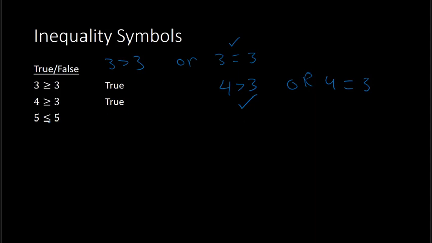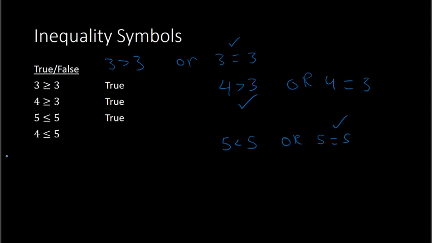Next we have 5 is less than or equal to 5. So this statement literally means 5 is less than 5 or 5 is equal to 5. Well, 5 is not less than 5, but 5 is equal to 5. So that part is true, which makes the whole statement true.